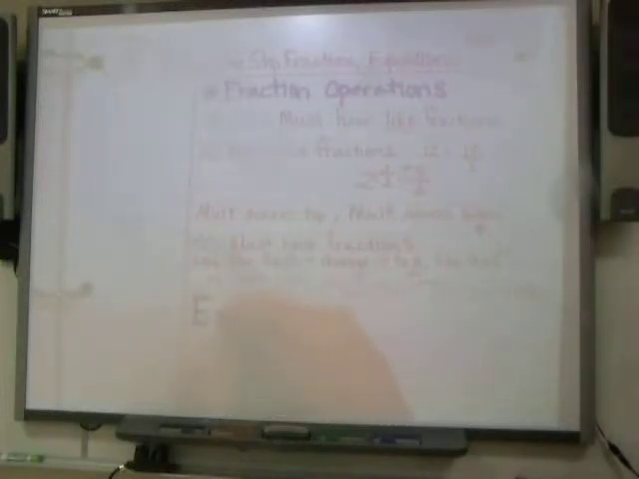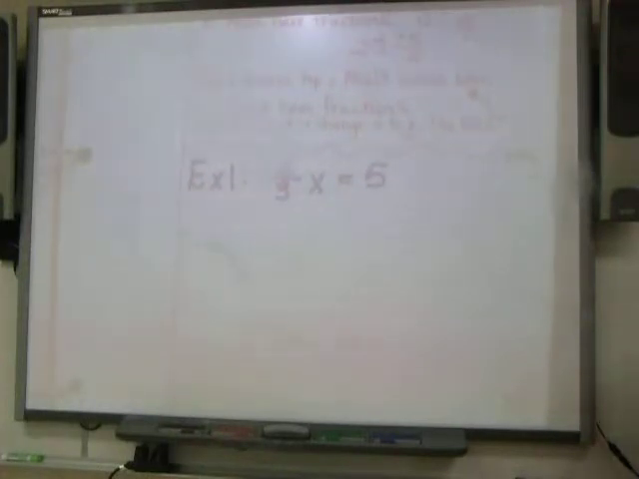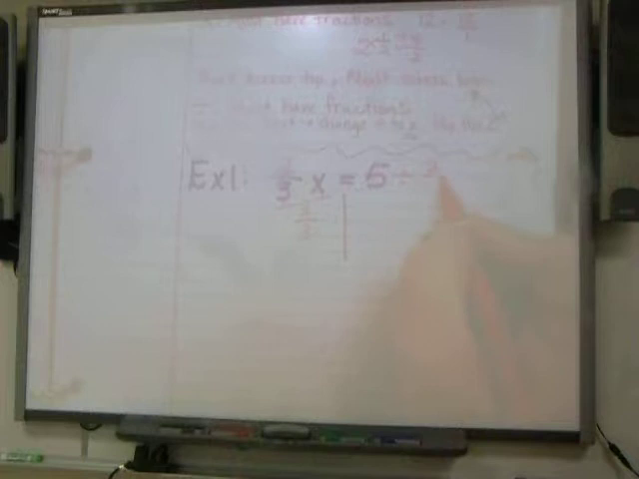Example 1. If I had 2/3 x is equal to 5. Remember, they are one-step equations. I'm only going to have to undo one thing that's been done to it. So, what has been done to x? Always the first question you ask. It has been multiplied by 2/3. We're going to undo it by dividing by 2/3.